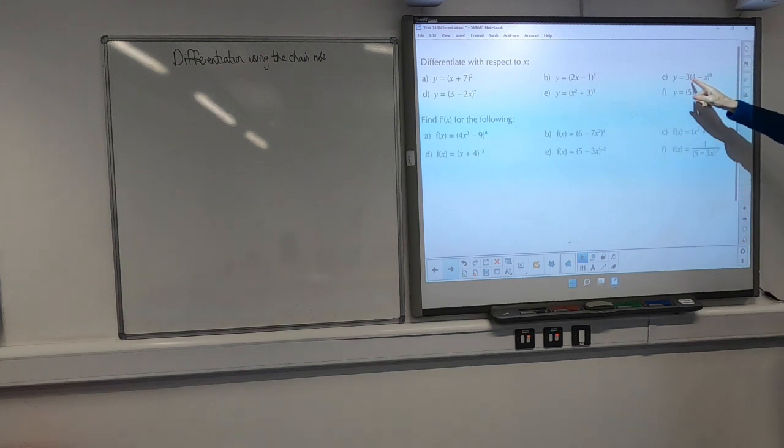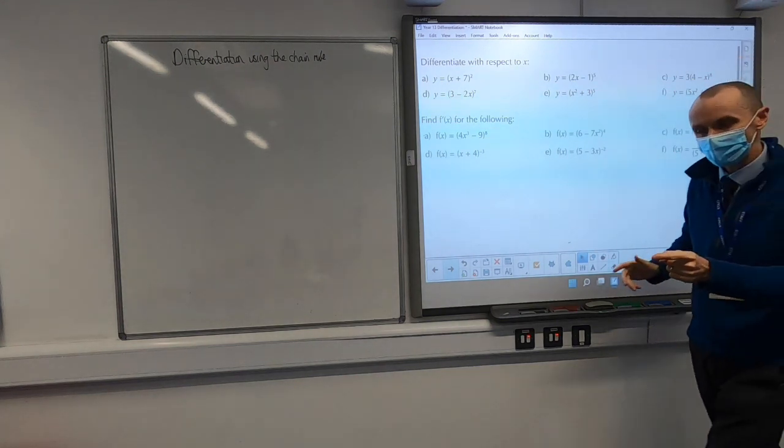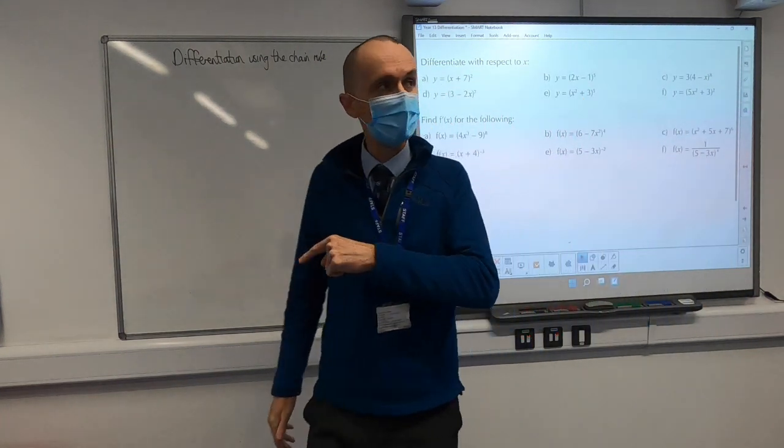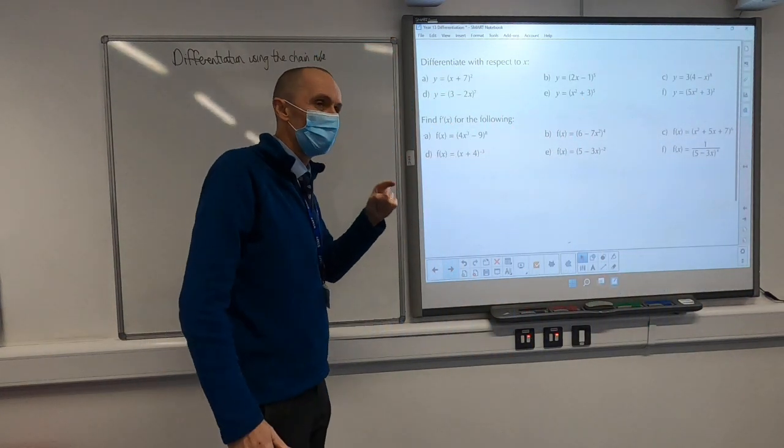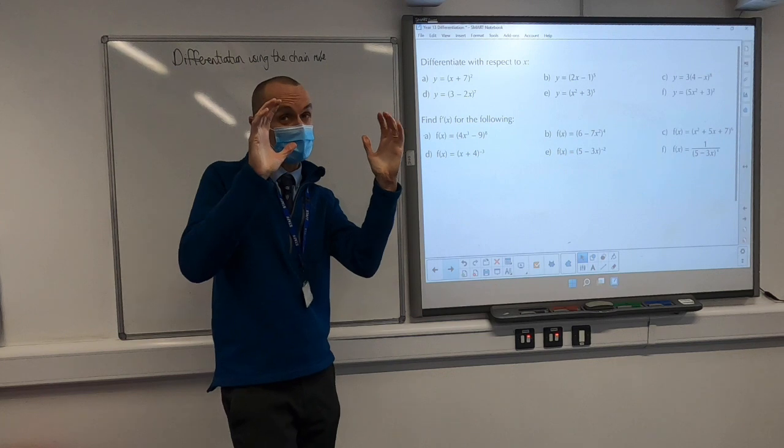I note I've got a coefficient out the front here, but that's just the same. Multiply by the power, reduce the power by one, and then multiply by what you get when you differentiate the thing in the brackets.